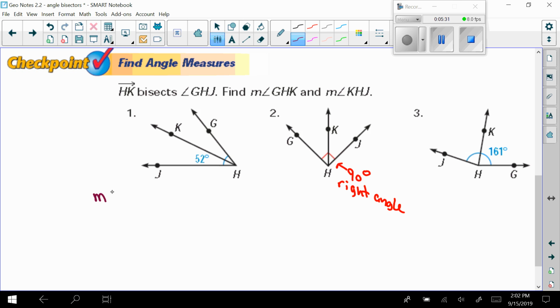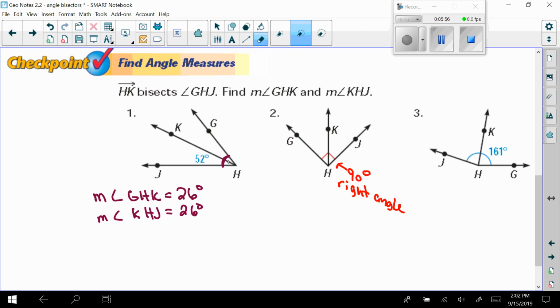So let's see, for number 1, the measurement of angle GHK would be 52 divided by 2, which is 26 degrees. And the measurement of angle KHJ is also 26 degrees. Even though this 52 is right there, the 52 goes with the whole angle. That arc that goes all the way across tells us that it means the whole angle.